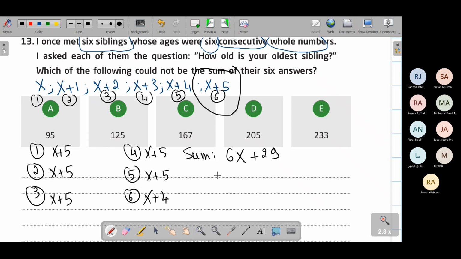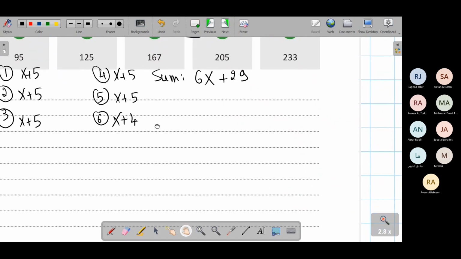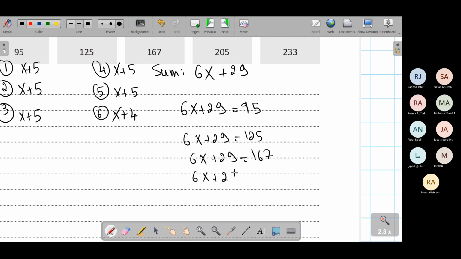So what will I do now? I will put 4 equations. 6x plus 29 equal to 95. 6x plus 29 equal to 125. 6x plus 29 equal to 167. 6x plus 29 equal to 205. 6x plus 29 equal to 233. Then I will find x in each equation.